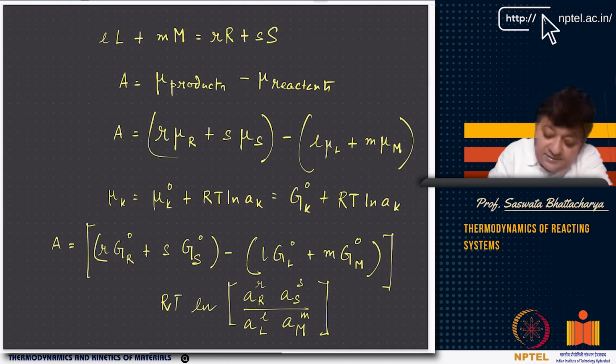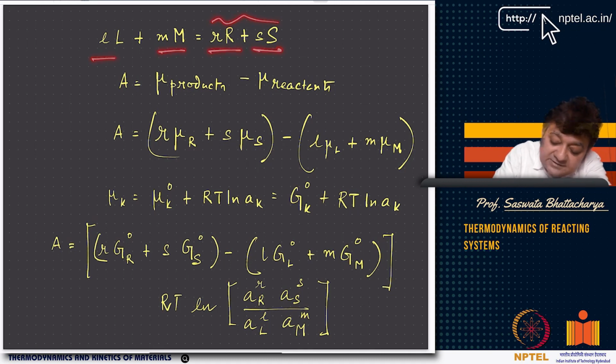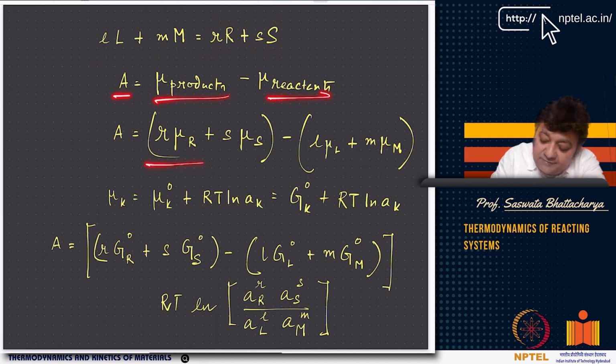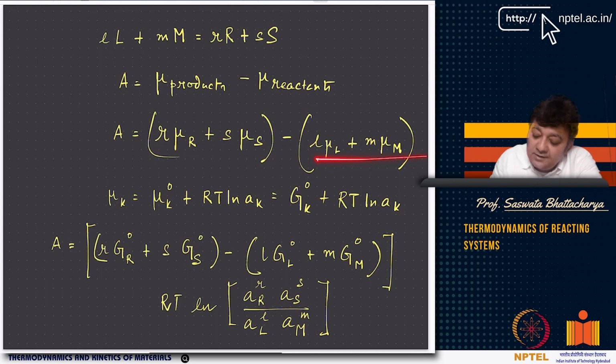Now, if I look at the law of mass action, I'll now define what is called the law of mass action. I'm going pretty fast here because I want to tell you that the idea is very simple. So you have this reaction L L plus M M equals R R plus S S. So these are your products and these are your reactants. So A is mu products minus mu reactants, so basically R mu R plus S mu S minus L mu L minus M mu M.